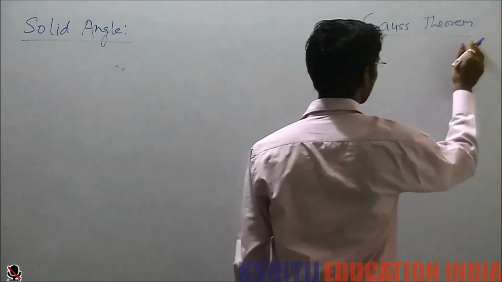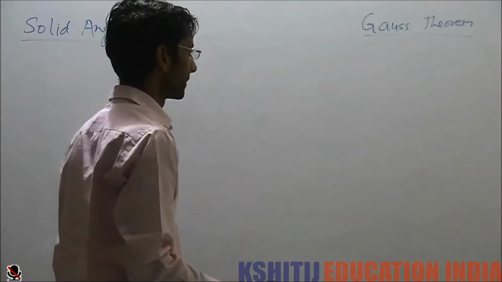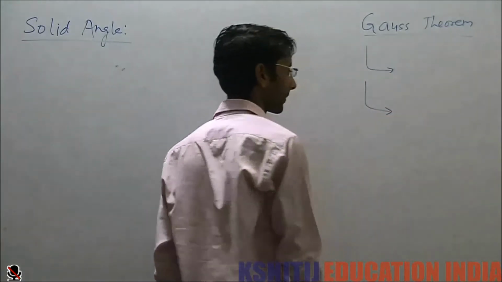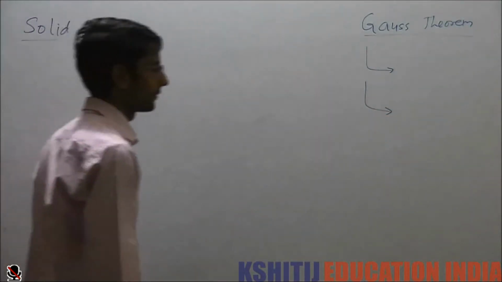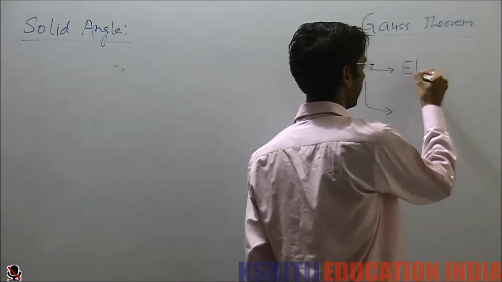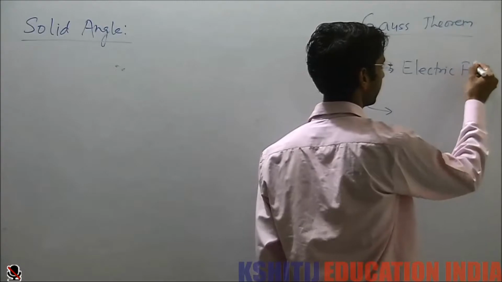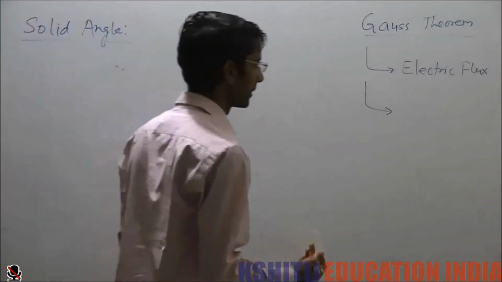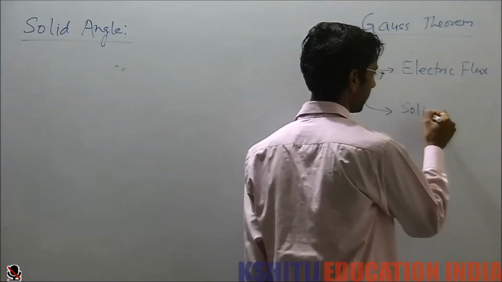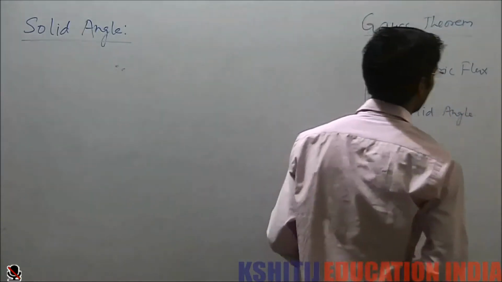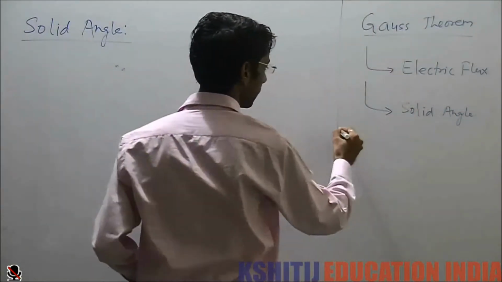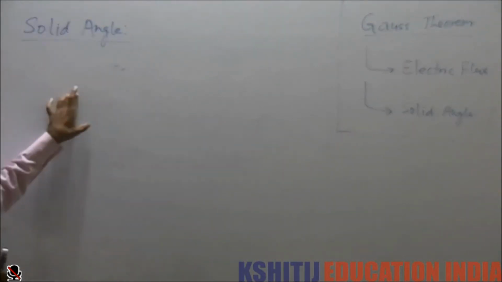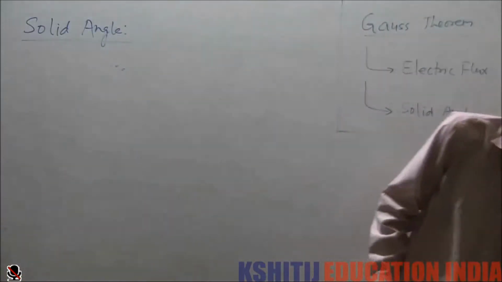To understand this, I'm going to introduce it in detail. We need to talk about two elements very clearly. The first element is that we must be aware of electric flux. And the second quantity that is required here is the solid angle. So this is something which requires us to discuss what the solid angle is. So let's discuss what this solid angle is about.